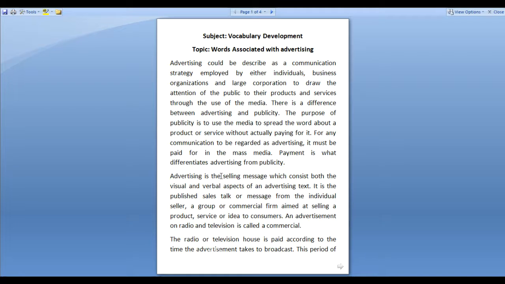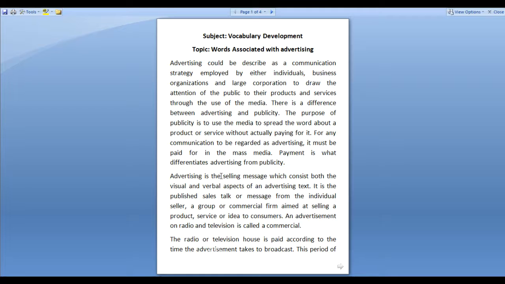And today we'll be looking at words associated with advertising. Definition: advertising could be described as a communication strategy employed by individuals, business organizations, and large corporations to draw the attention of the public to their products and services through the use of the media.